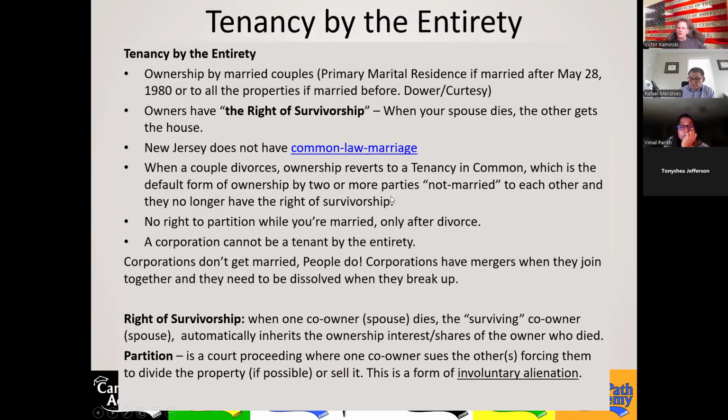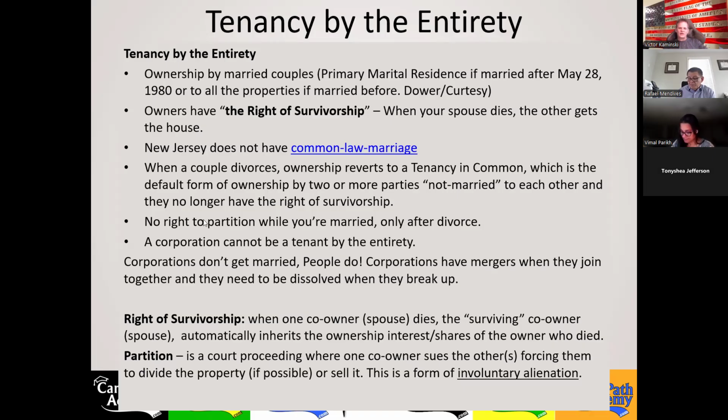So when you're no longer married, you get divorced, you're now a tenancy in common, and you no longer have the right of survivorship. There's no right to partition while you're married, only after you divorce, because if you're a tenant in common, you have the right to partition, but married couples don't. You need to work out your issues or get divorced. And then a corporation cannot be a tenant by the entirety. Corporations can never be a tenant by the entirety. Corporations don't get married. People do.